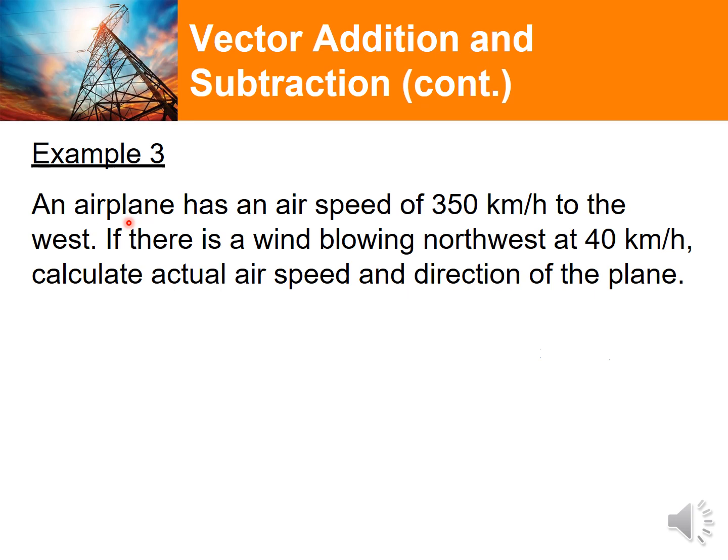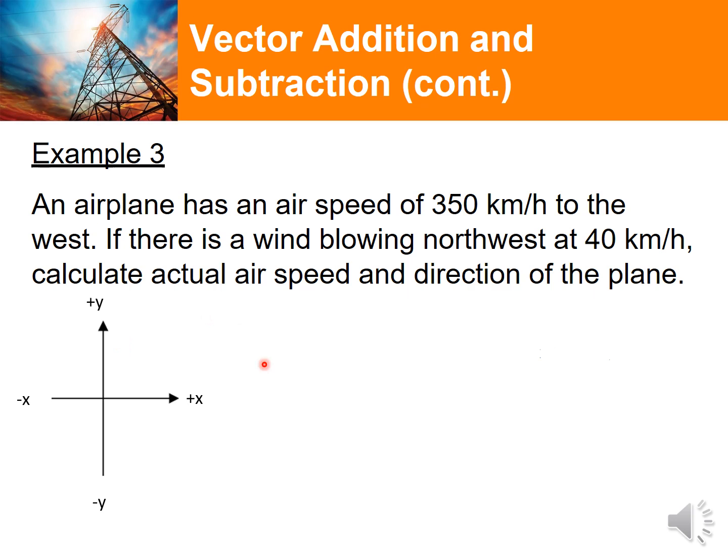Let's say we have an aeroplane flying in the west direction at 350 kilometers per hour. And there is also wind blowing in the northwest direction at 40 kilometers per hour. Due to this wind, we need to calculate the actual aeroplane speed and direction. We are going to use compass directions, applying them to two-dimensional or 2D Cartesian coordinates.